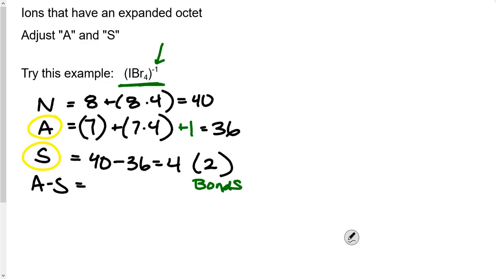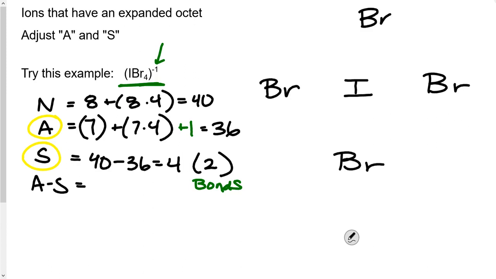My iodine is the least electronegative, so put it in the middle. I have 4 bromines, but only 2 bonds. So let's adjust. I have 4 bromines, so this needs to be a 4, thus that needed to be an 8. Then take my 36, subtract my 8 to get 28 lone electrons.